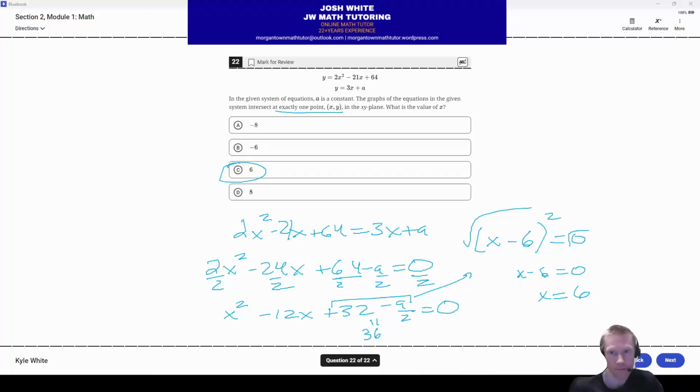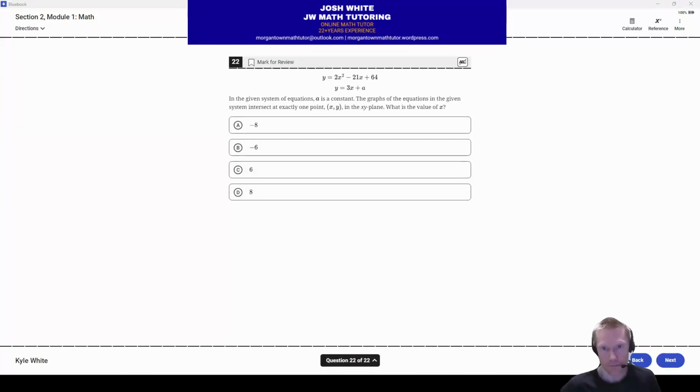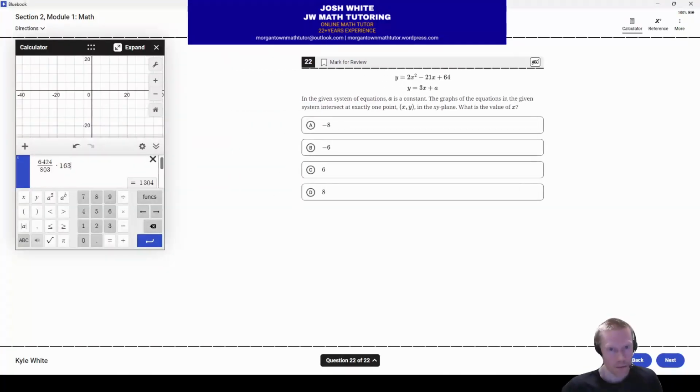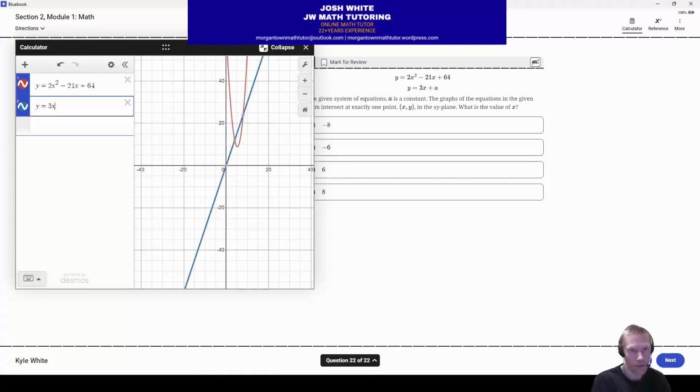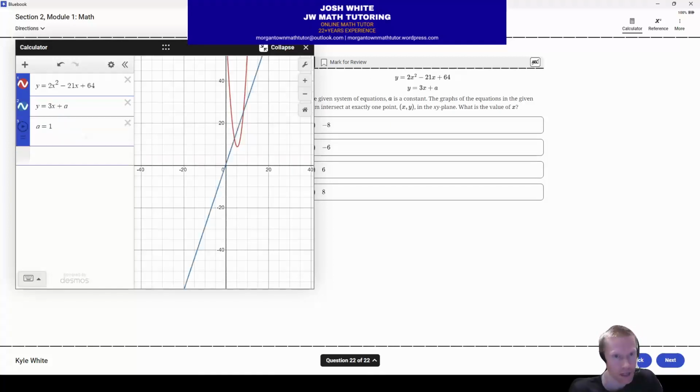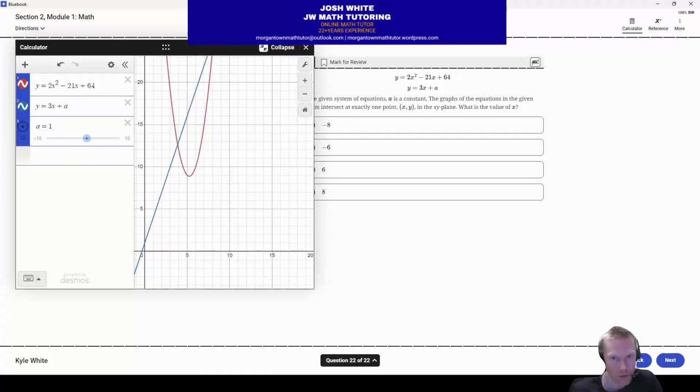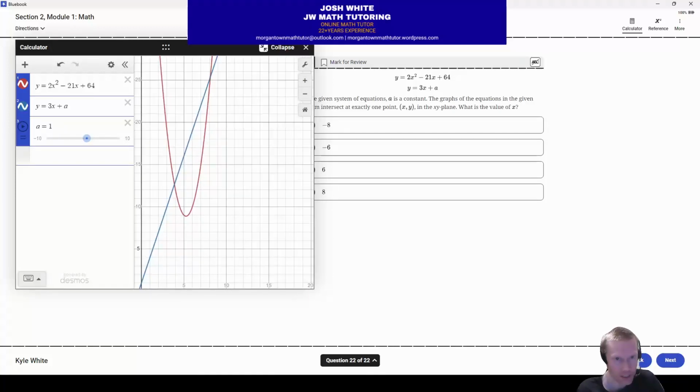So now, what I'm going to do is show you how you could do this on the Desmos calculator in a much quicker and probably easier manner. So bring up the calculator. We're going to graph the first function, which is the quadratic. And then let's expand this second one. Okay, I'm going to add a slider for A. Now, what you have to do is basically fool with this until they only intersect at one point.